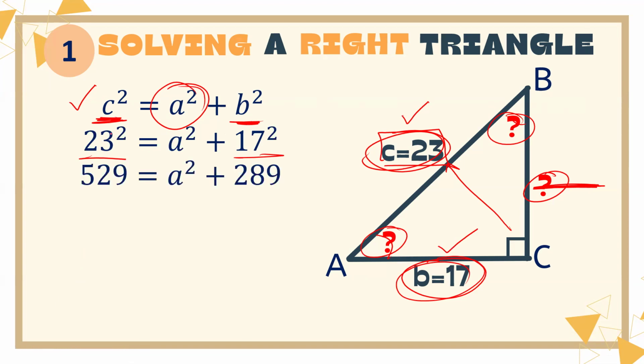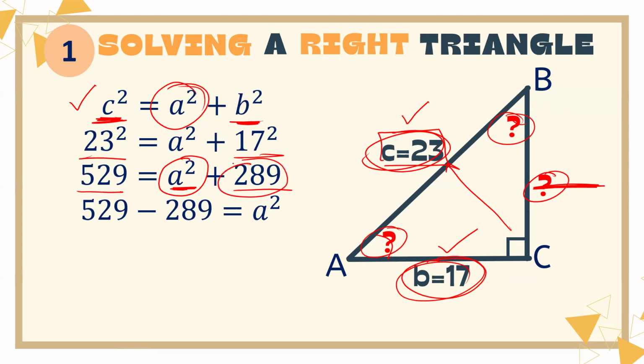Yes, very good. So 23 squared is 529. 17 squared is 289. We need to isolate our a squared because that's what we will be looking for. So we transpose 289 to the other side, making it 529 minus 289. Remember, when we transpose a number to another side, the original sign of that number becomes the opposite. So if it's positive on its original side, it becomes negative on the other side where it is transferred. And here, a squared is left.